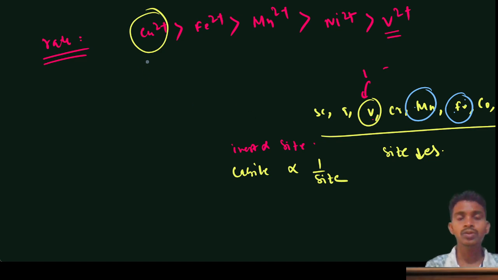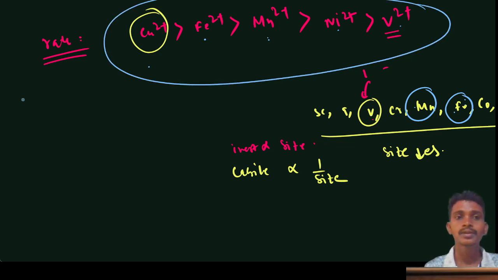So this is due to strong JTD, this is weak JTD, and manganese will fit in between. For transition metal complexes, that order we know is D5, after that D8, then D3. We already discussed that in the previous class.